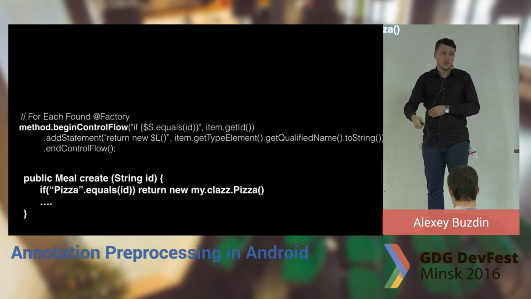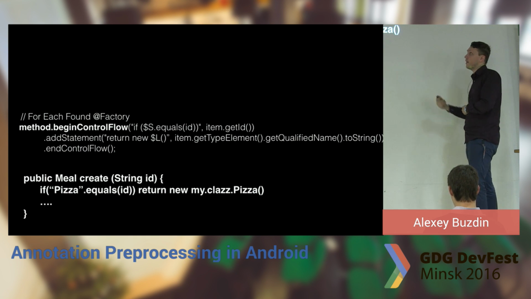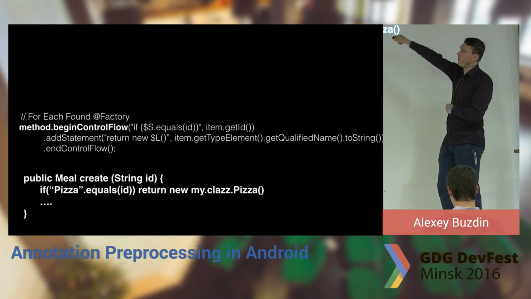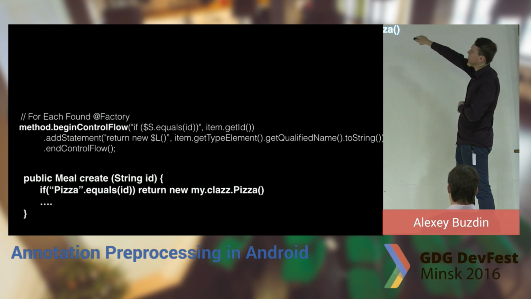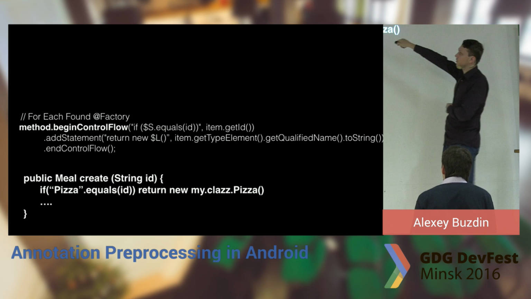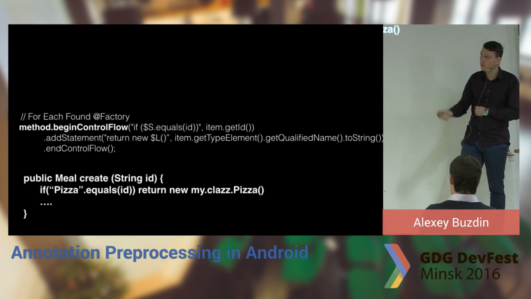So we know already we have a list of all factories, so all the classes that are annotated with factories. So we can just create a for each loop for this list, for each class we found with a factory annotation. And then we can say method begin control flow. So control flow is basically either an if statement or a for statement.